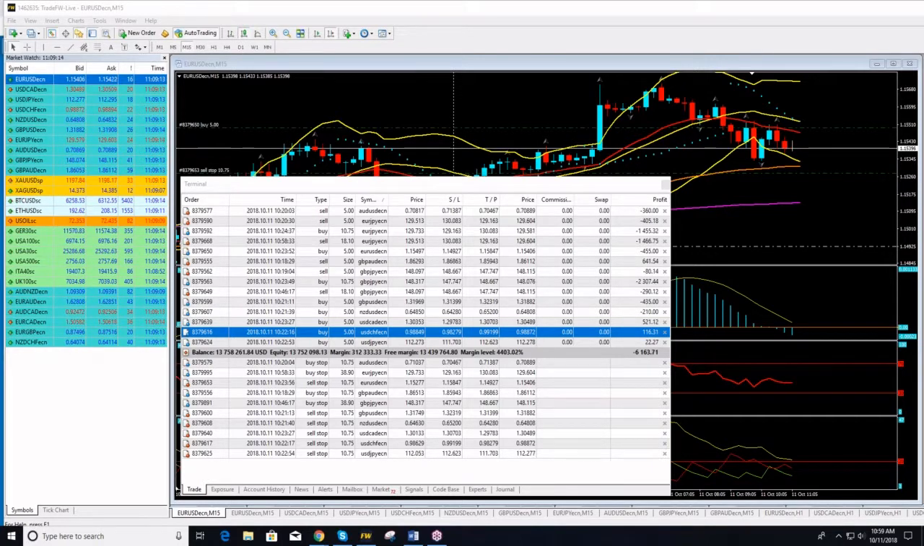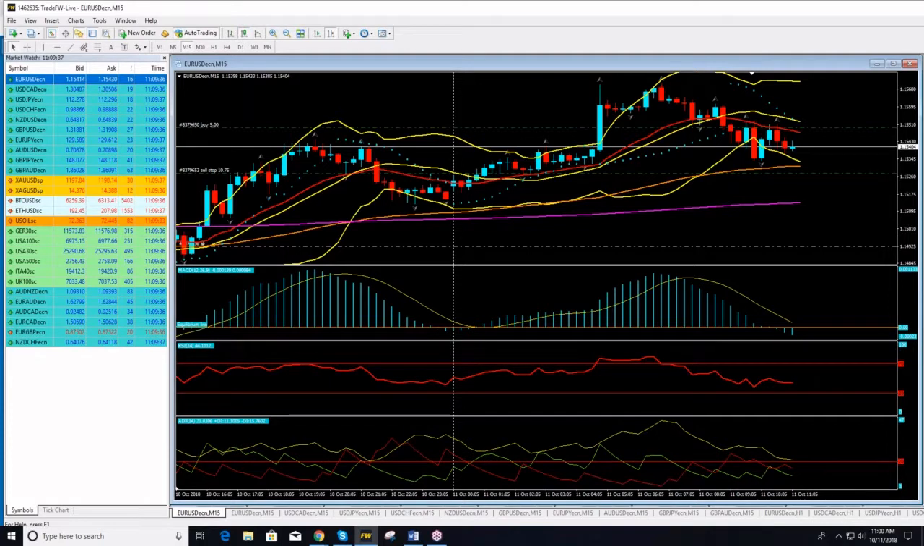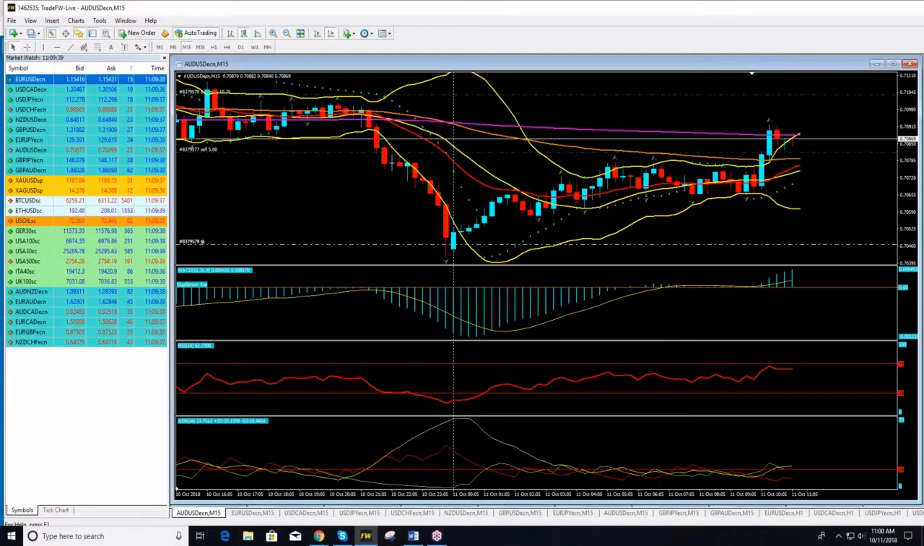0.99199. And the last trade I have placed today is a long position on dollar yen, and the entry price was 112.273, stop loss 111.703, TP 112.623. Now, as I said, if we look on the charts, I have entered the short position on Aussie dollar.